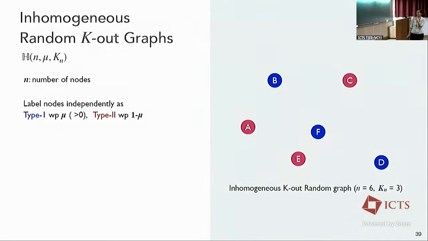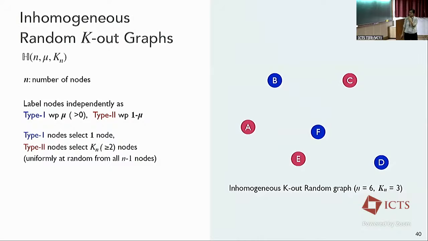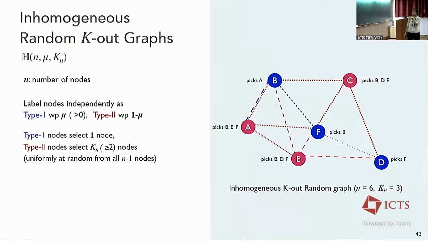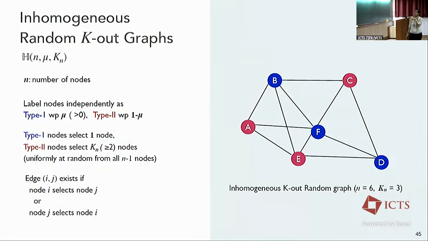Consider that each node is endowed with a type. With a coin toss, you assign it to be type 1 or type 2. We assume this is a constant that's strictly positive, doesn't scale with n. And then based on this, you have a similar procedure. So suppose here the blue nodes were called type 1, they just select one other node. The red nodes are called type 2 and they select, in this picture, 3 nodes. In a similar way, you construct a graph. There is an edge between 2 nodes if either of them is selected.